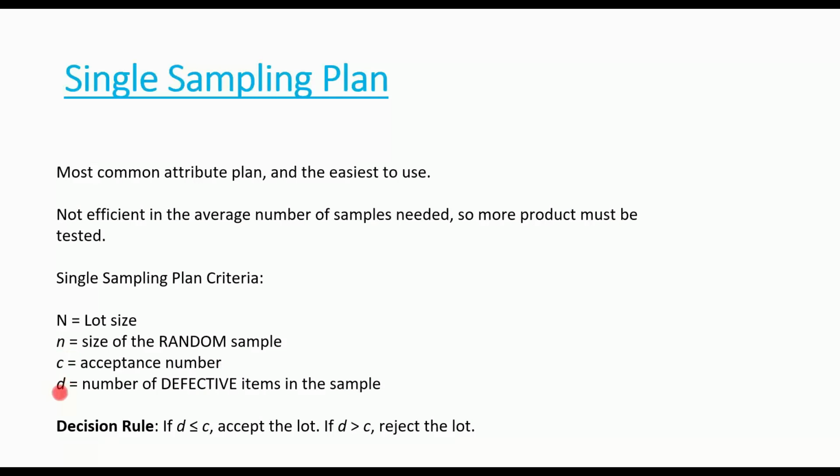Okay, and then D would be the number of defective items in the sample, but we won't know that until we pull the sample, right? But if D is less than or equal to C, so it can be up to C, then we're going to accept our lot. And if D is greater than C, we're going to reject our lot.